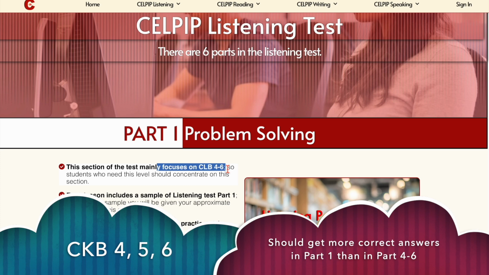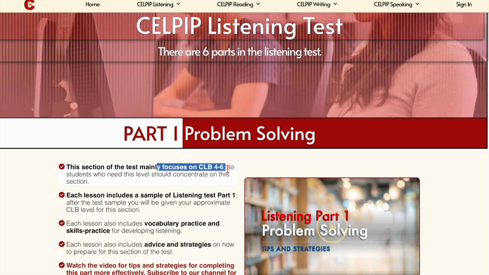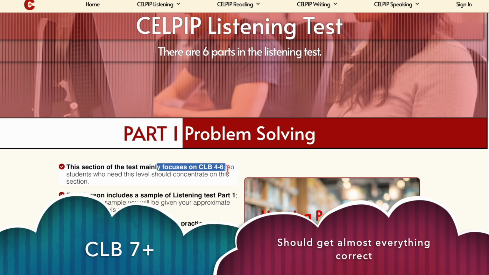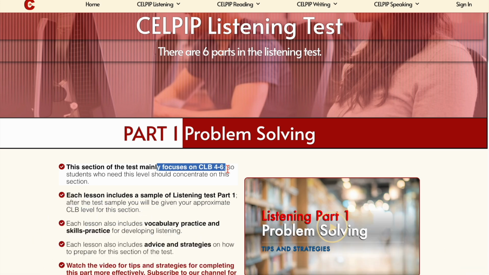And you should try to do better in part 1. As for higher levels, CLB 7 or higher, you should get everything correct in part 1 because part 1 will be very easy for you, okay? So that's what it means that this part is more focused on lower levels because it's an easier listening section, okay?